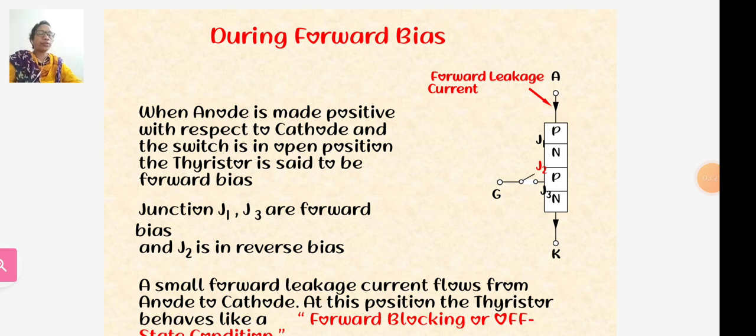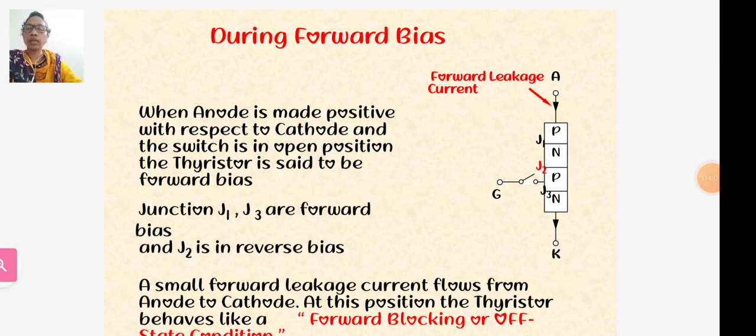If the anode to cathode voltage is increased to a sufficiently large voltage, the reverse biased junction J2 will break down. When we are increasing the voltage, at a particular voltage, the J2 junction will break down. That breakdown is called avalanche breakdown.